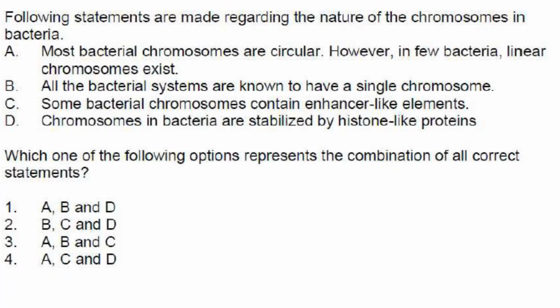Then the next one. The following statements are made regarding the nature of chromosomes in bacteria. Most bacterial chromosomes are circular, yes. However, in a few bacteria, linear chromosomes exist. That is correct, as in the case of Borrelia. It has a linear chromosome. All bacterial systems are known to have a single chromosome. No, Vibrio cholerae has two circular chromosomes. So B is not correct. So wherever B comes, the option is wrong. So 2 and 3 are all wrong. So your answer is option 4, ACD.